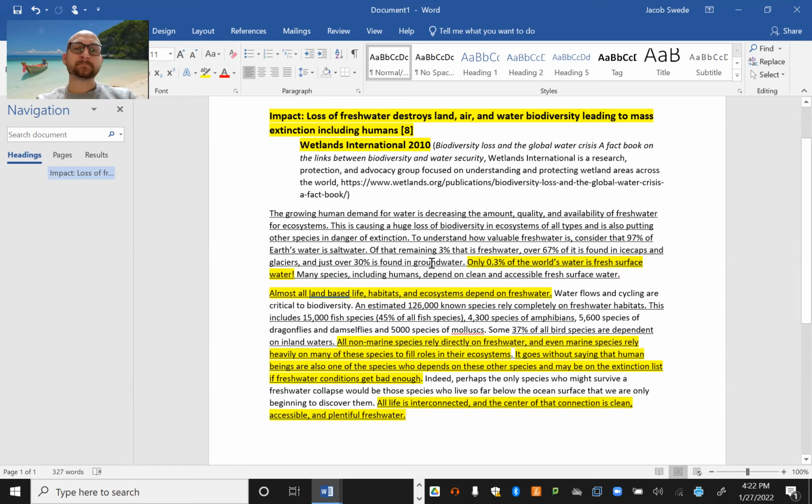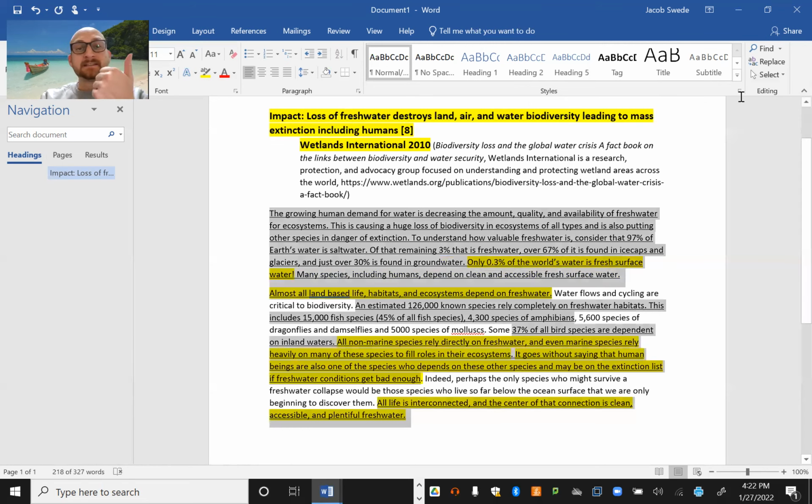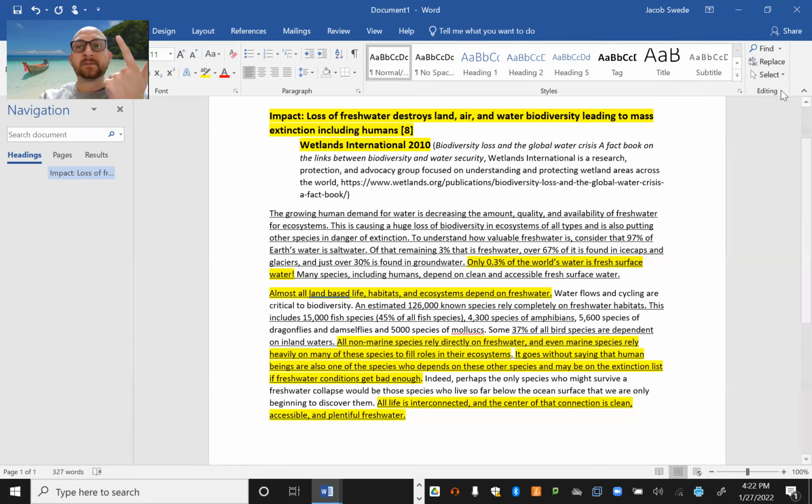So now, this would be our evidence at the end of this argument. If we're trying to say that loss of freshwater destroys land, air, and water biodiversity by leading to mass extinction, what we have highlighted in here makes that argument. It makes the argument really clearly, and it makes it with a lot less time spent. So you'd probably spend about half as much time reading this evidence, but you wouldn't actually lose anything in terms of the argument you're trying to make.